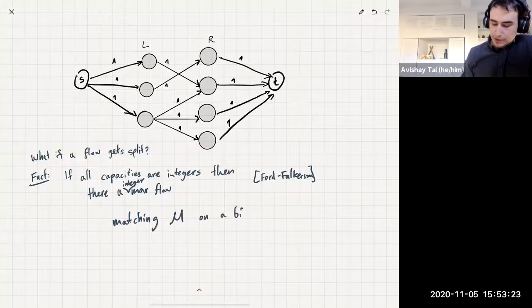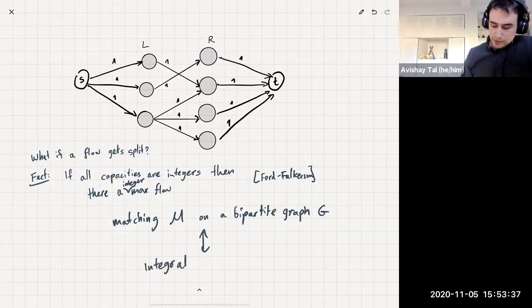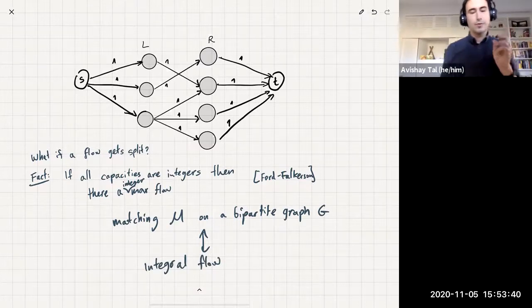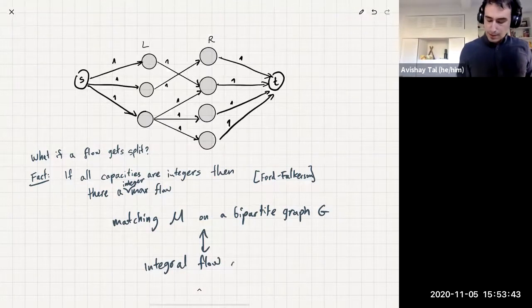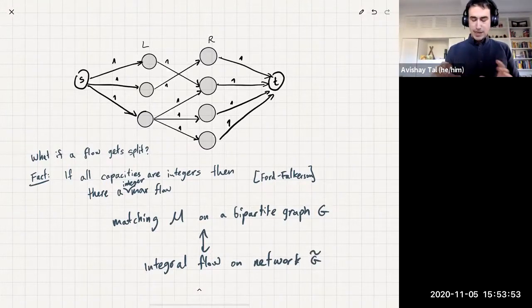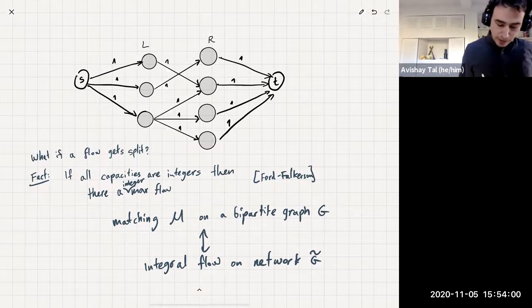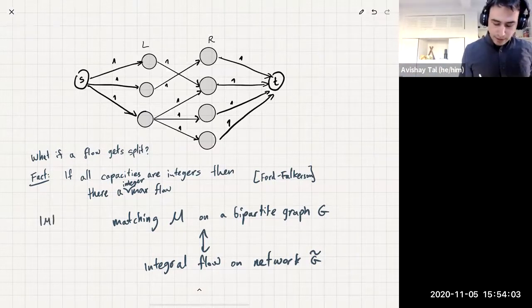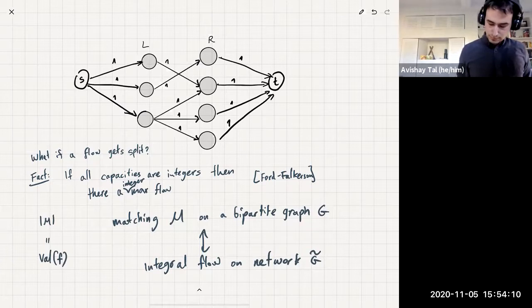on a bipartite graph G corresponds to some, let's call it, integral flow. Integral flow means that the flow on each edge is an integer. An integral flow of the network G tilde, where G tilde is the network that we constructed from the graph G. We want to show that there's a one-to-one correspondence here, and also that the size of the matching equals the value of the flow. Okay, so this is the flow F.